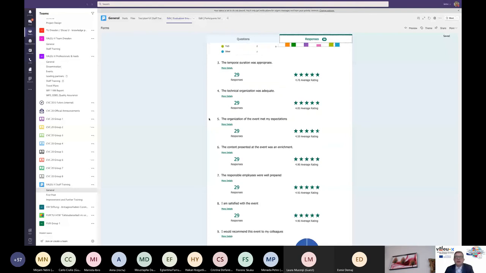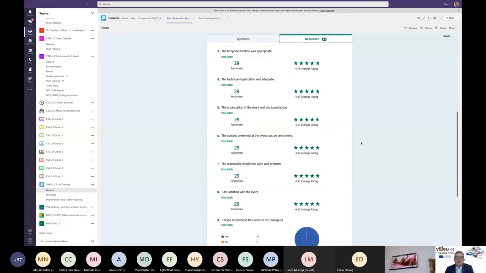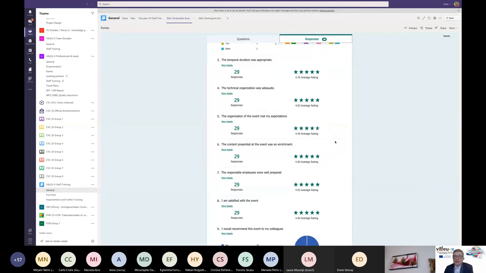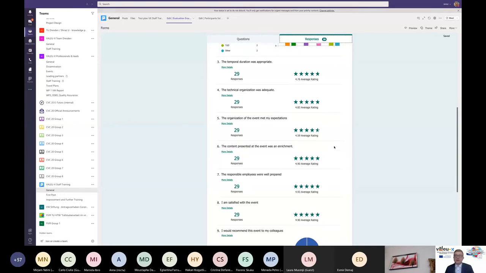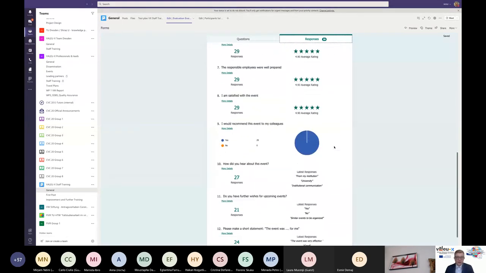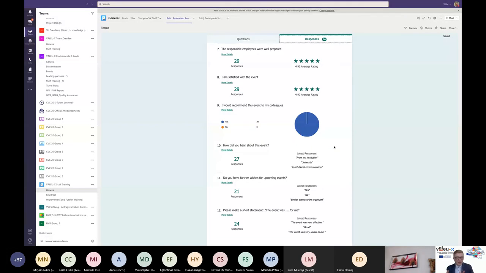I then see, okay, the organization of the event met my expectations is like the worst rating. It's very good, so we could ask people for the next event, maybe beforehand, what are your expectations, to find out what's happening. Or you could really ask live within your event, or even create a very short next form and post it to the people where they can say anonymously, hey, these were my expectations, they were not met, or anything like that. So you really can quickly react.